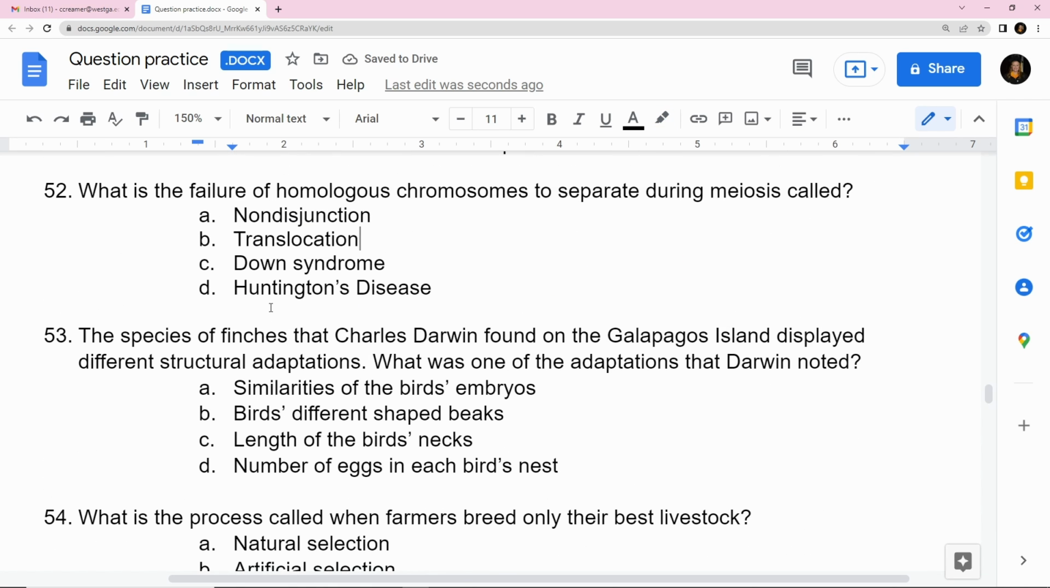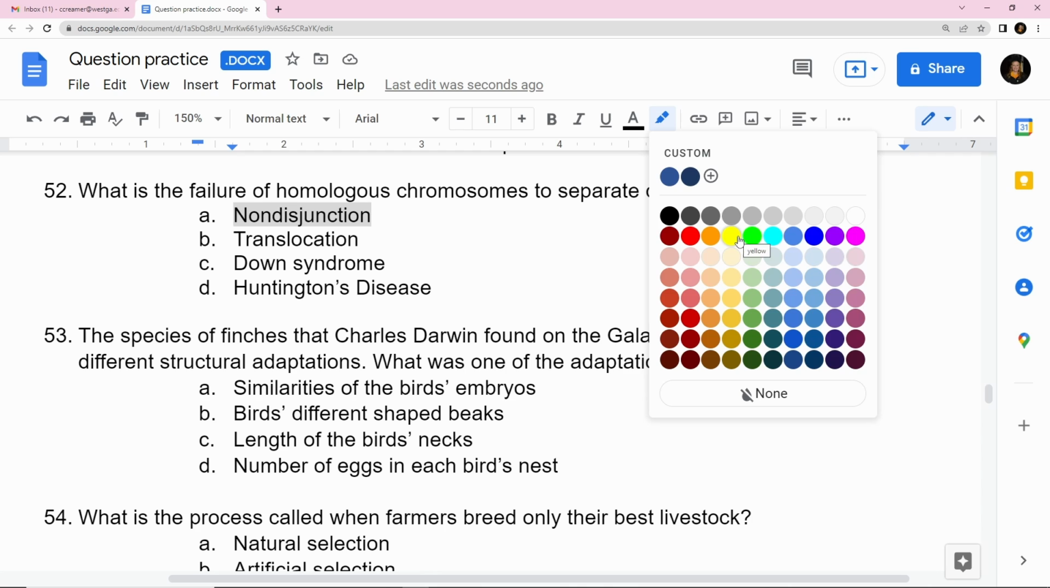52. What is the failure of homologous chromosomes to separate during meiosis called? Non-disjunction, translocation, Down syndrome, or Huntington's disease? If you said A, non-disjunction, you are correct.